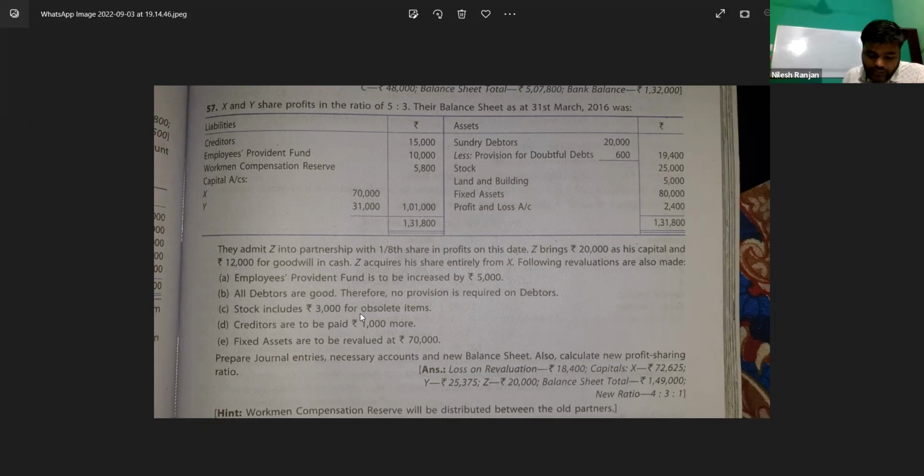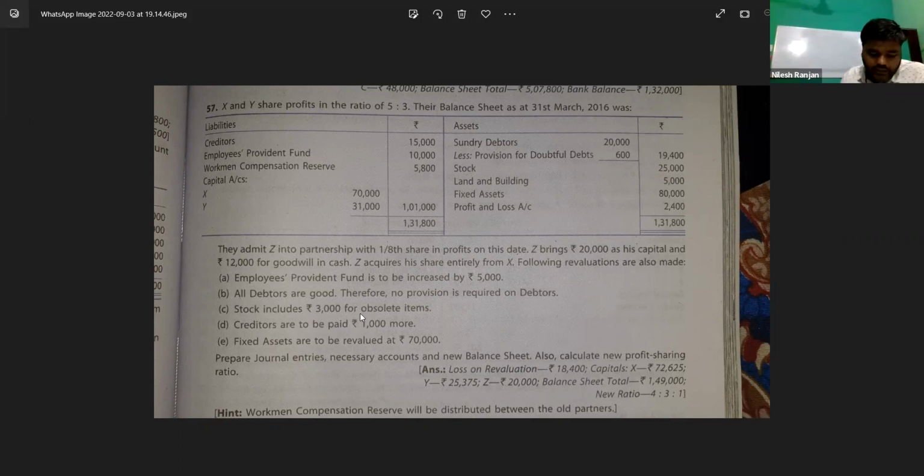So Jet acquired his share entirely from X. You can see that Jet is getting his total profit share from X only. So there is only one sacrificing partner and only one gaining partner. Y has nothing to do with the sacrifice. Yes, sir. So the following revaluations are also made.